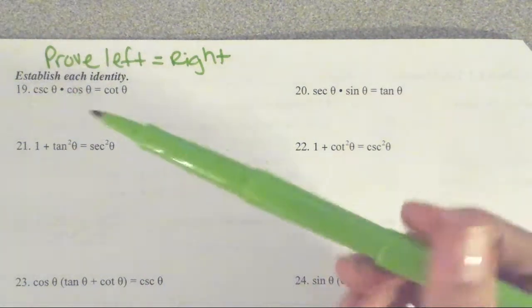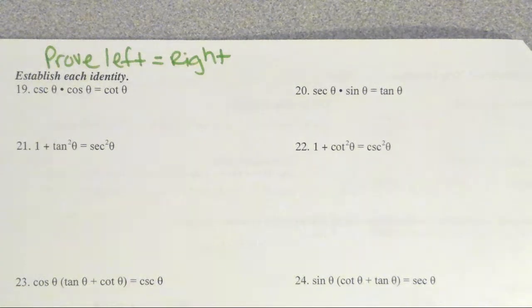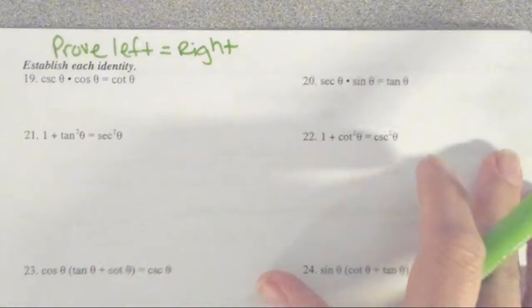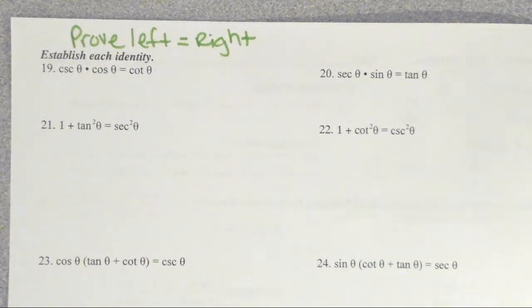My hint, when you are working problems 19 through 33, the first thing you want to do is try to rewrite everything in terms of sine and cosine. And a lot of times, if you'll just rewrite everything in sine and cosine, the answers just pop out. They just kind of happen. So let's look at number 19 to see what I'm talking about.